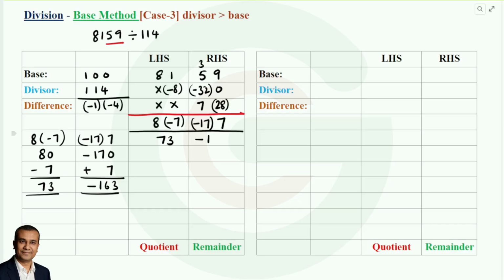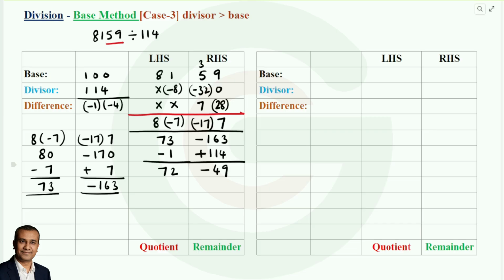So here -163. Now you can see that on the right hand side you have a negative number, -163. So what should we do? Subtract 1 on the left hand side and add the divisor on the right hand side, 114. So 73 minus 1 is 72 and -163 plus 114 will give us -49.